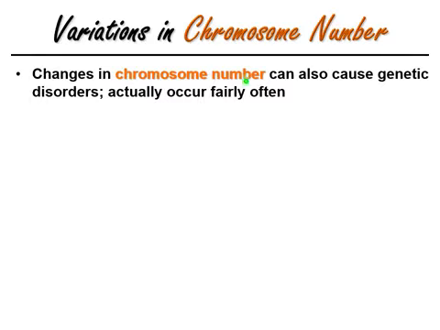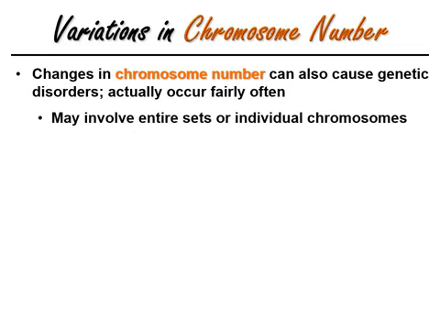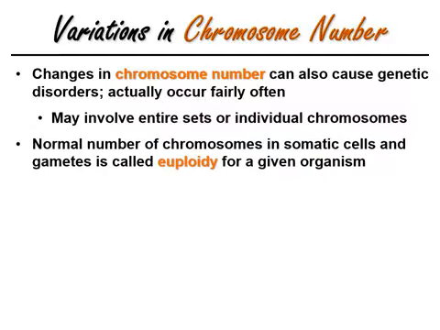And so changes in chromosome number can also cause all sorts of different genetic disorders, and they actually occur fairly often. So as I said earlier, they could involve entire sets of chromosomes, and that would be when we're talking about polyploidy, or individual chromosomes. And so individual chromosomes would be aneuploidy, but let me tell you where that name comes from.